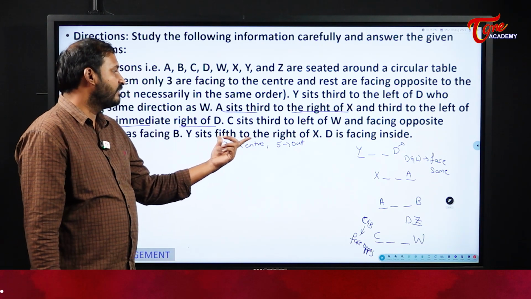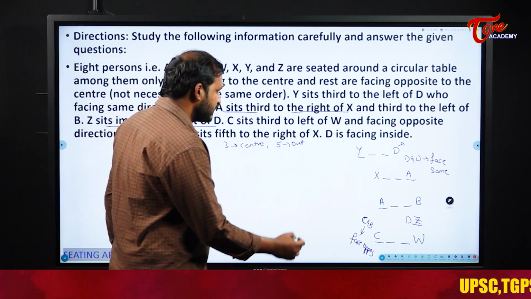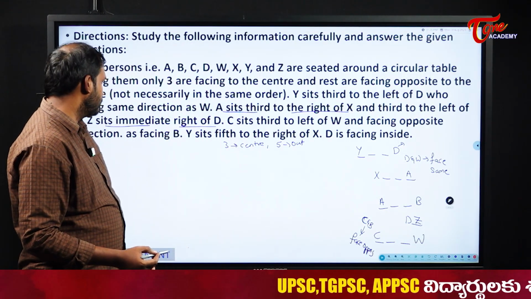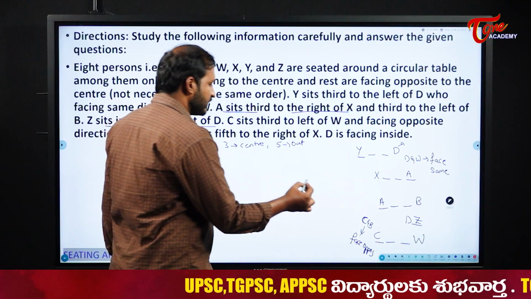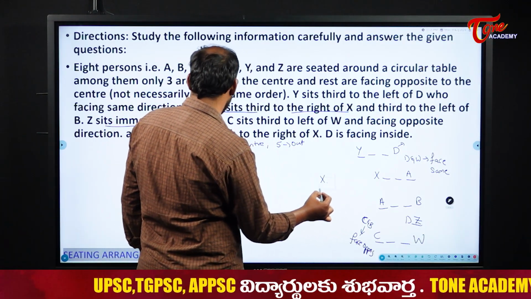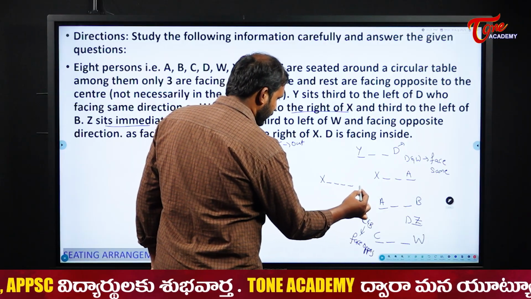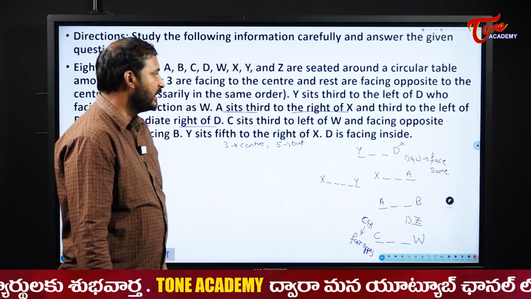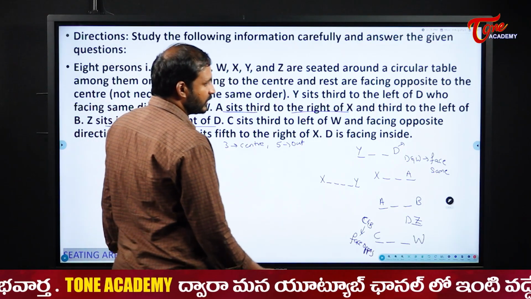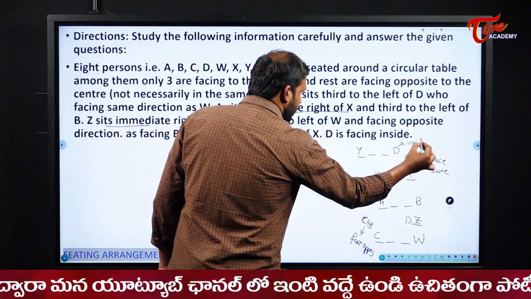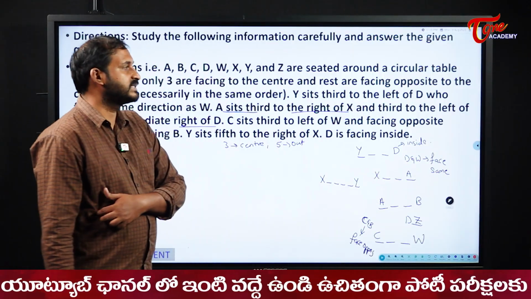Y sits fifth to right of X. Y sits fifth to the right of X. D is facing inside. Okay. D faces inside. Now total how many persons are there?